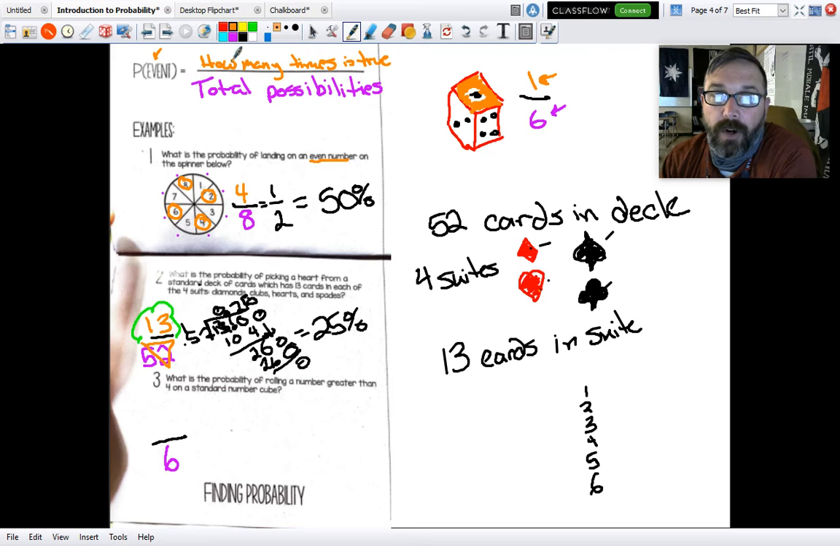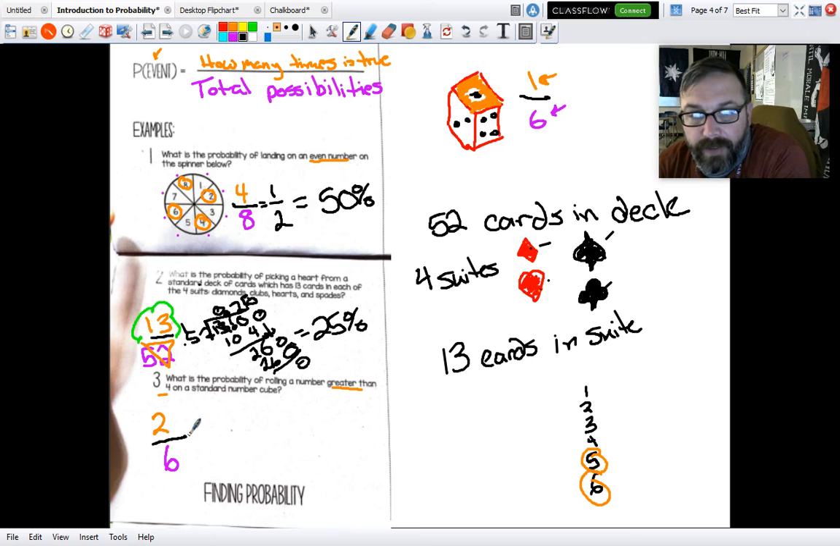I need a number greater than 4. 1 is not, 2, no, no, no. 5. 5 is, and 6 is. How many numbers do I have greater than 4? 2. So 2 out of 6. Okay? 2 out of 6, I can either recognize that that is 1/3, or I can do the division. Either way, I've got to do the division.